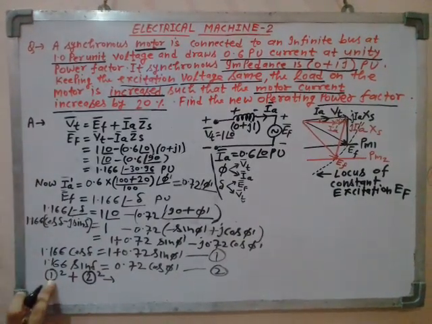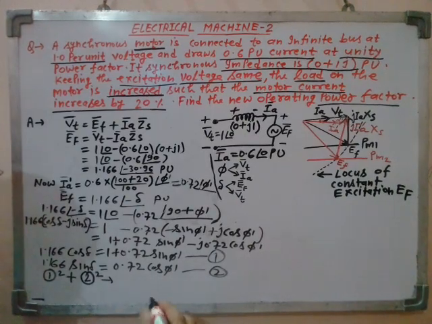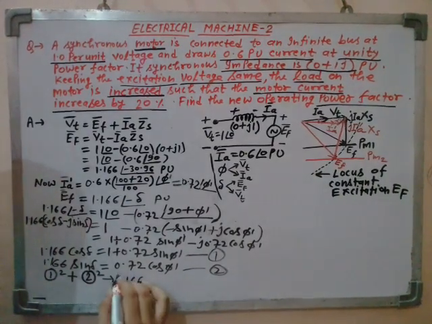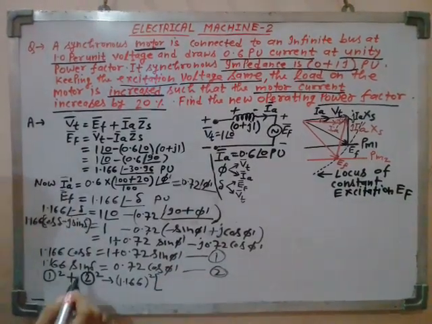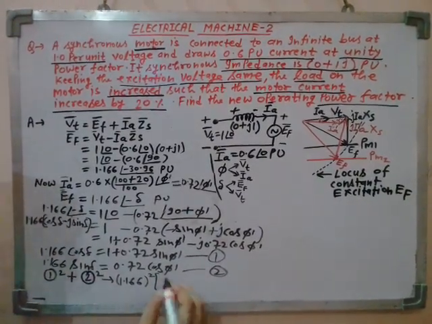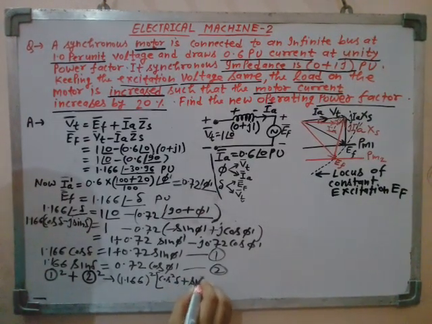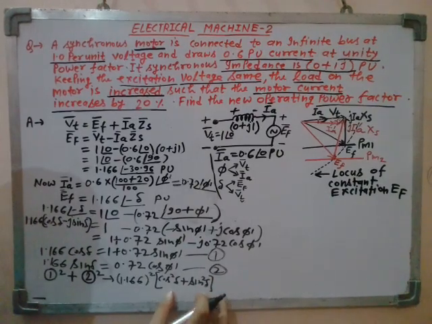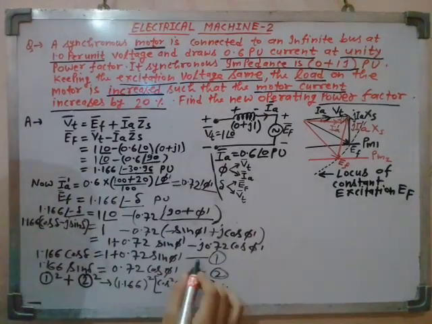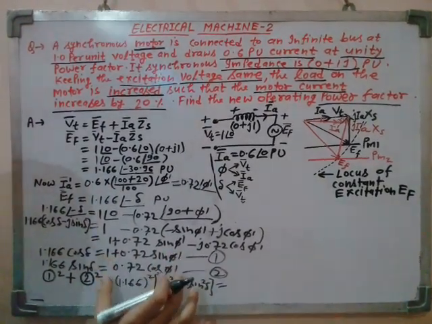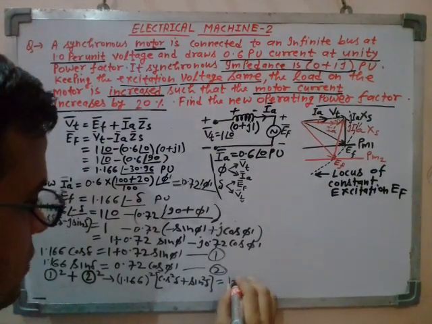So equation number 1 square plus equation number 2 square. When you do this, you will get 1.166 square, and in the bracket you will get cos square delta plus sin square delta, which is nothing but 1 only. And in the right hand side you will get square of this whole term and square of this term.